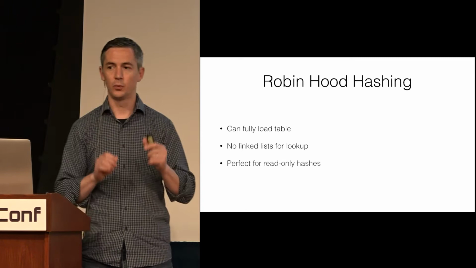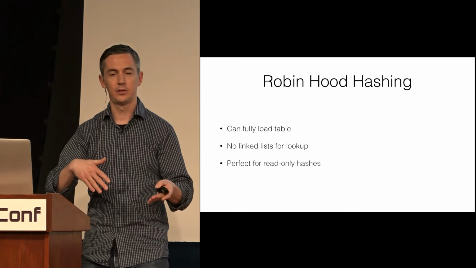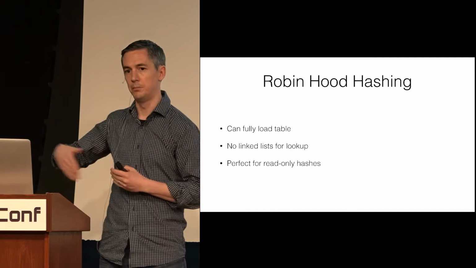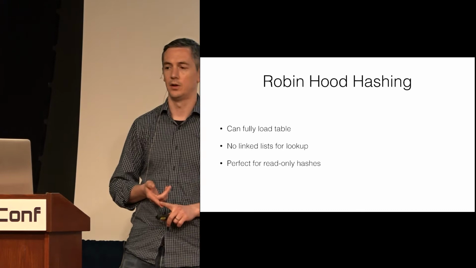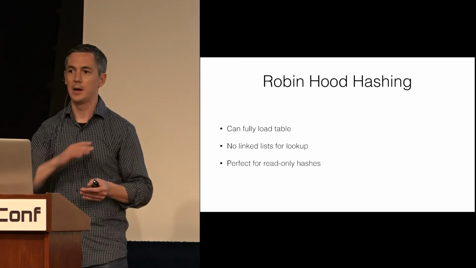With Robinhood hashing, it's actually really good if you're doing read-only hashes. Like I said, our TSI files are immutable. We write them once, and then they get read a bunch of times. So once we compute this hash index, we never have to write it again. So we don't have to worry about updates or inserts. We don't have to worry about deletes, which means the cost of computing it is amortized over time.